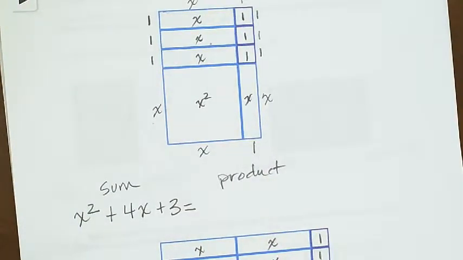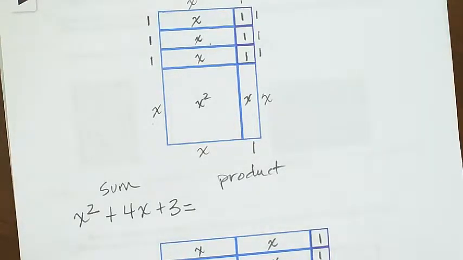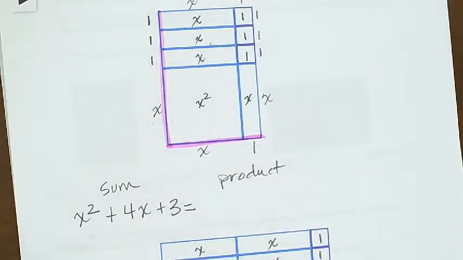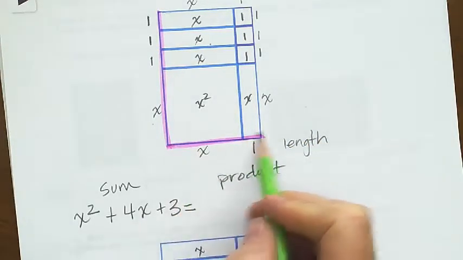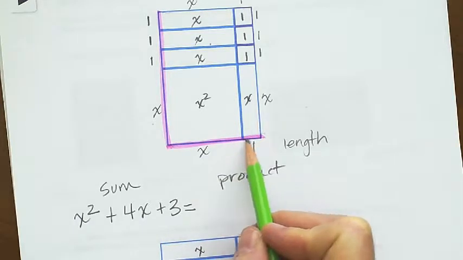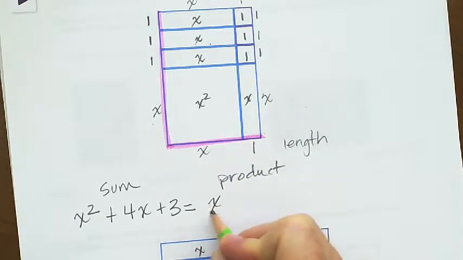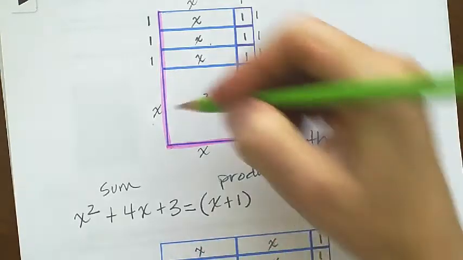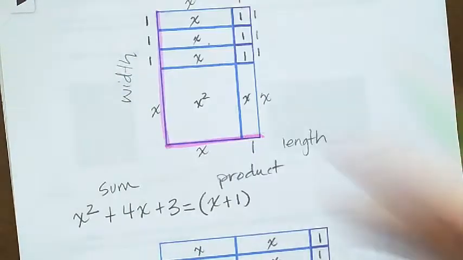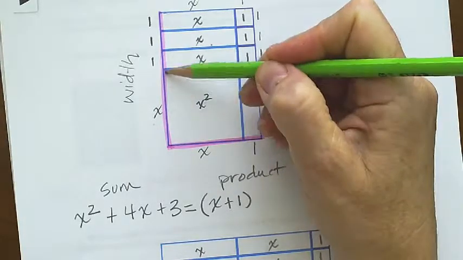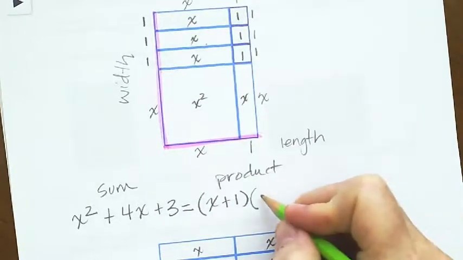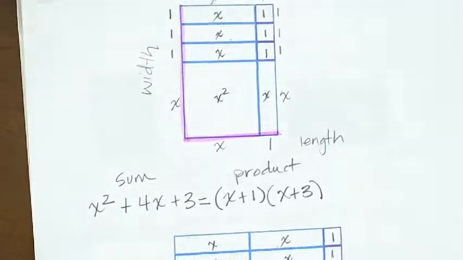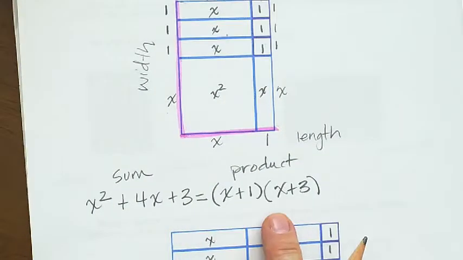Okay, and then we're going to say that that's the same as the product of the length and the width. The length of this side would be this length plus this length. So that would be X plus 1. The width would be this length plus these 3 lengths together. So this width would be X plus 3. And that's it. There's your sum, there's your product.